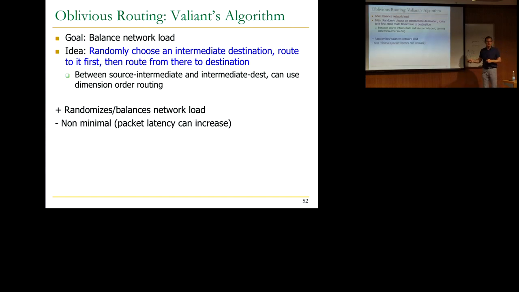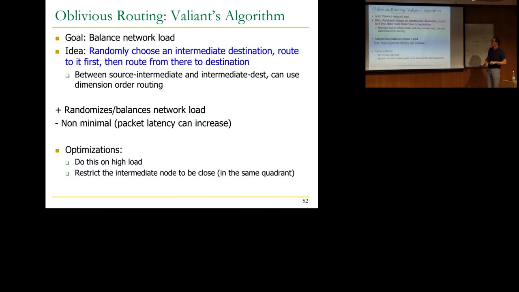It's non-minimal, which means that packet latency can increase, even if you may not have load. Right? You may not have any load, then you're still going through this randomized thing. So you could actually optimize this. You could do this on high load. If your network is congested, then you say, OK, I'm going to switch to this. That may or may not be good, because that may actually increase the congestion in the network also. Or you restrict the intermediate node to be close, in the same quadrant. Then you utilize your network links nicely, and you don't necessarily increase your packet latency to be very large. So actually, you can play tricks with this. So it's actually an interesting idea.